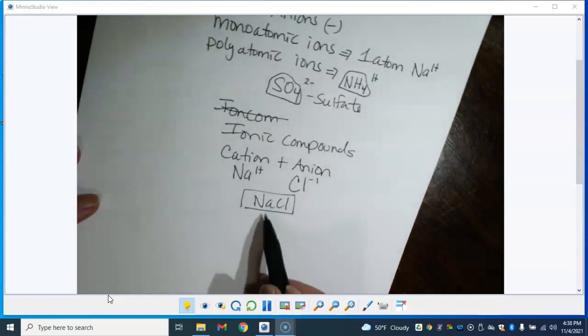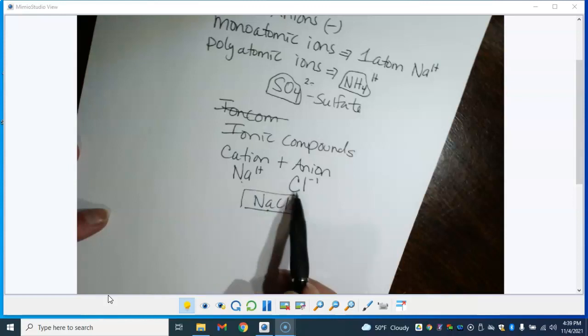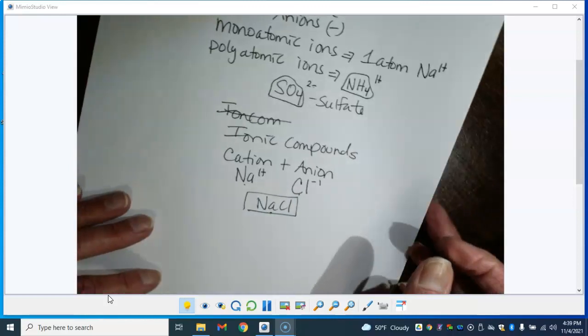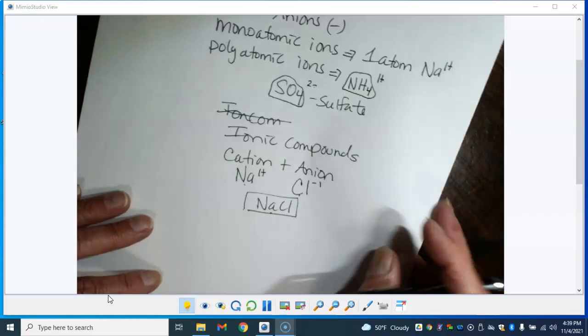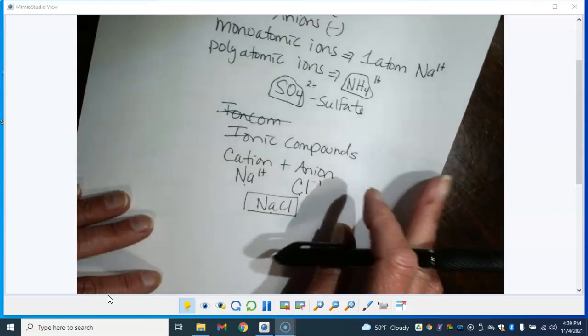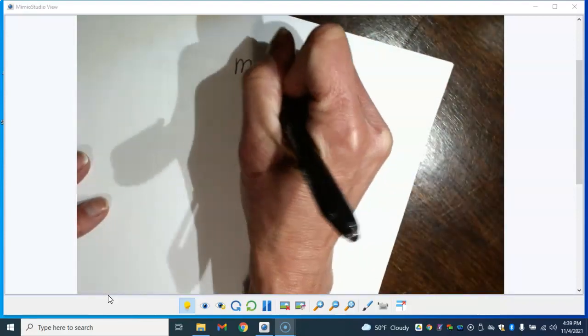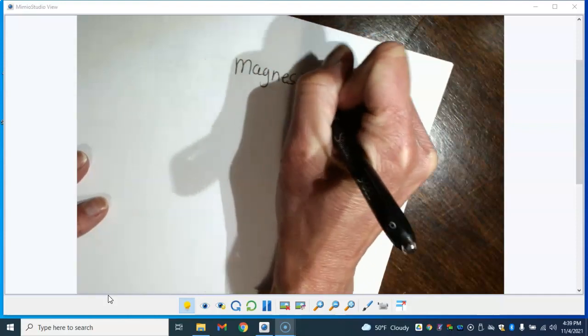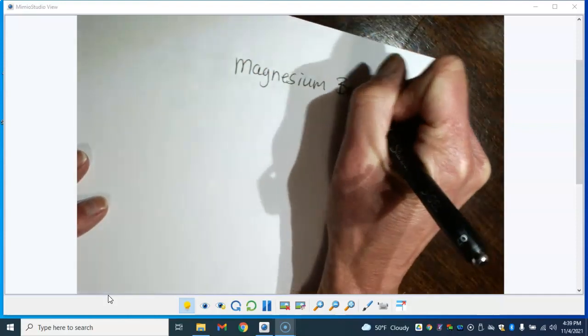So we're going to write formulas like this. And just a reminder, cation is always in the front, anion is always in the back. So we're just going to start with some examples and get going. Okay, let's start my first one with magnesium bromide.